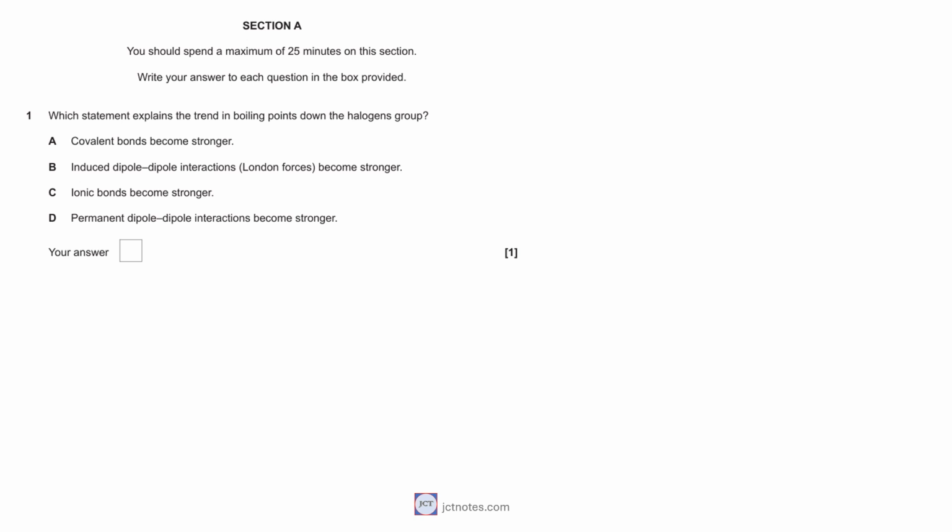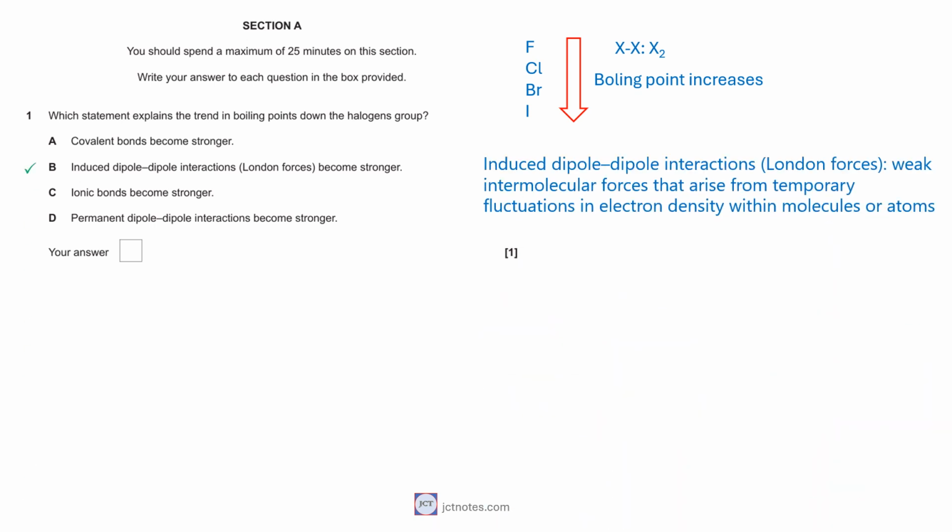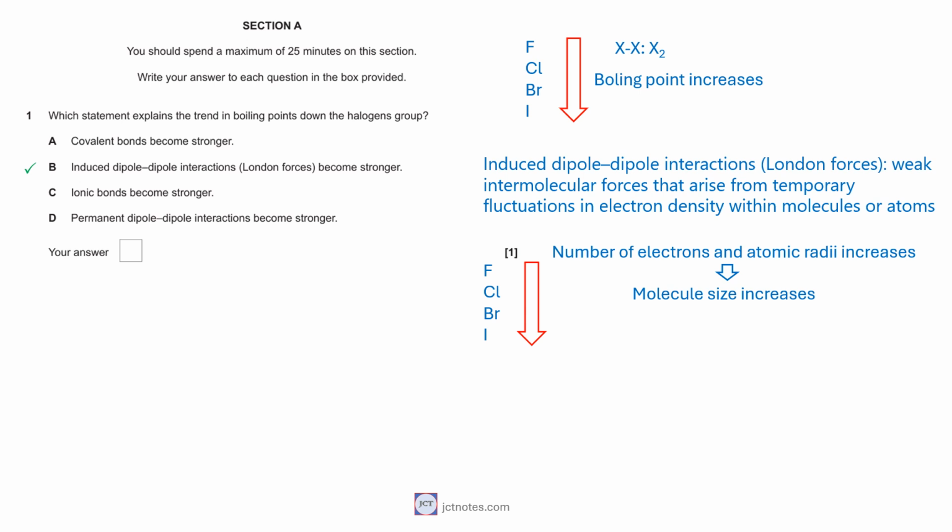The halogens exist as diatomic molecules, and their boiling points increase as we move down the group. This trend is primarily due to induced dipole-dipole interactions, London forces. These are weak intermolecular forces that arise from temporary fluctuations in electron density within molecules or atoms. As we progress down the halogen group, the size of the halogen molecules increases because they have more electrons and larger atomic radii. Larger molecules possess more electrons, which enhances the polarizability of the electron cloud.